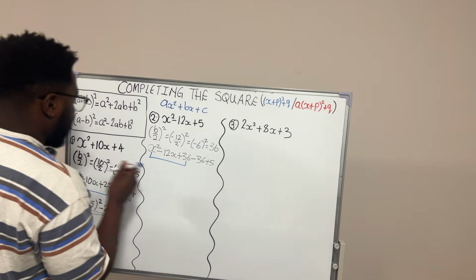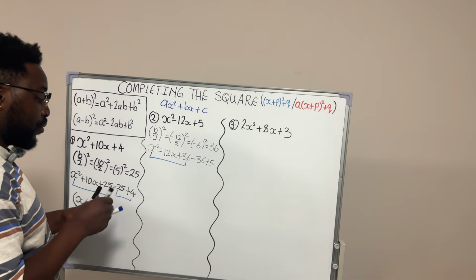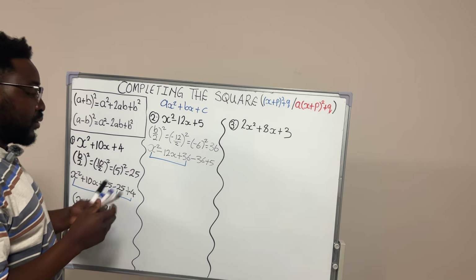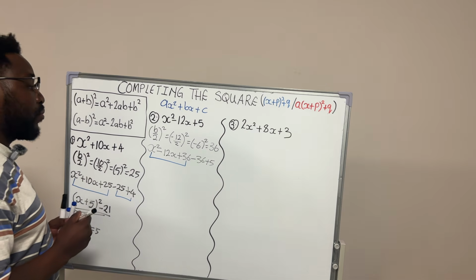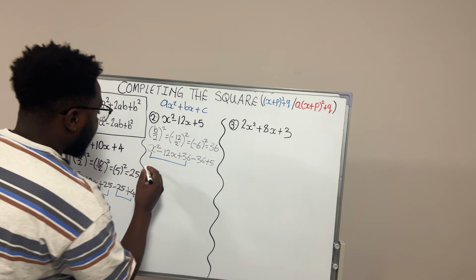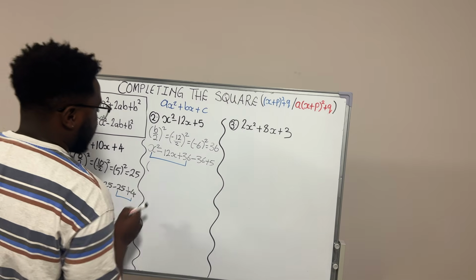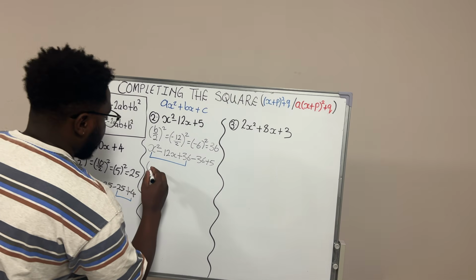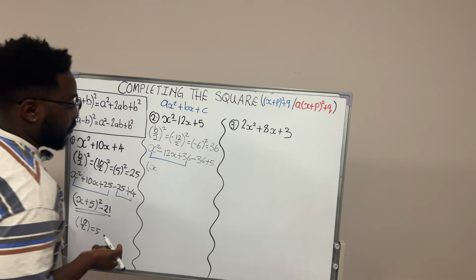This expression right here is a perfect square trinomial. So we can factorize that into what? A squared binomial, right? Okay. And how do we do that? We open our brackets. What's the square root of x squared? X. Yes.